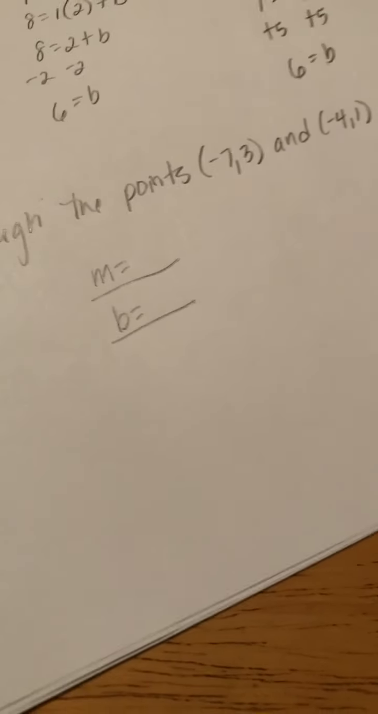So number 2, let's say this time they write it out through the points -7, 3 and -4, 1. Okay? So again, for every problem in this chapter, we need our M blank and our B blank. It's a little blurry. There we go.